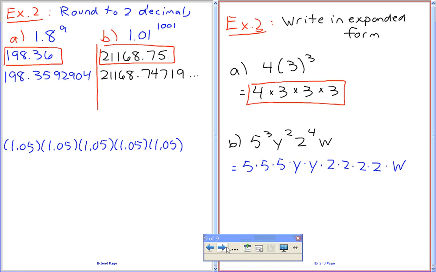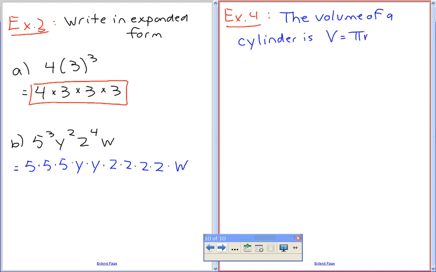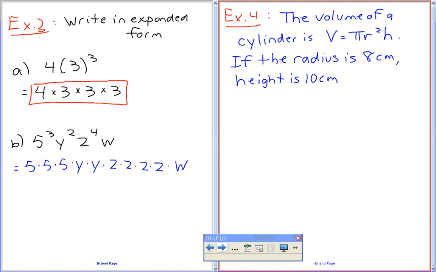I want to go back to calculator work here right now. All right, example 4 says, the volume of a cylinder is volume equals pi r squared height. If the radius is 8 centimeters and the height is 10 centimeters, what is the volume?